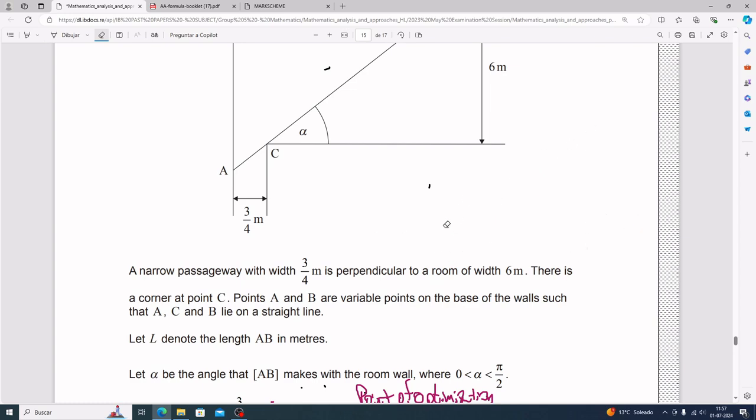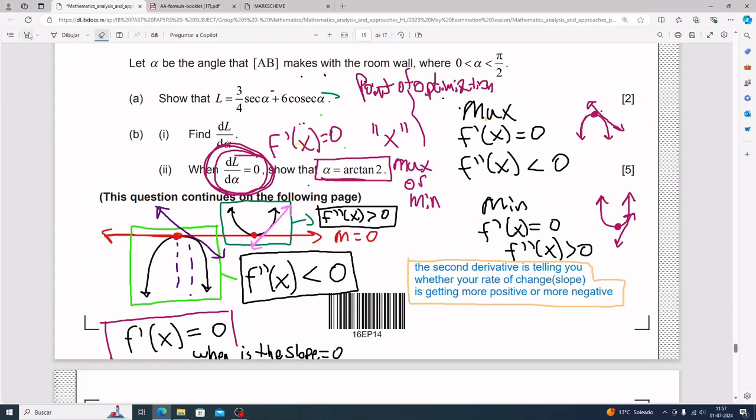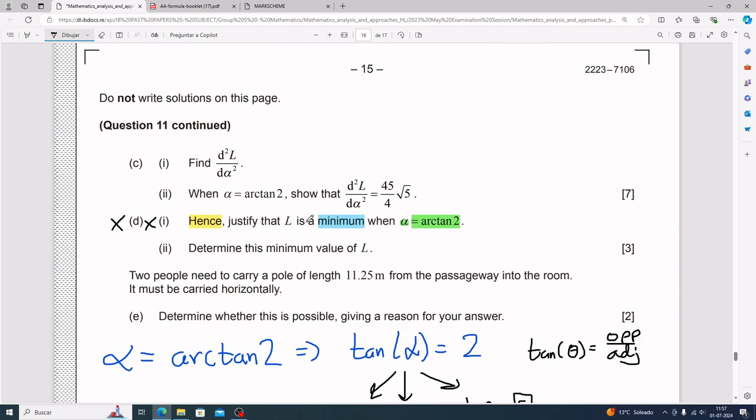So the point is, you know that at alpha equals arctan 2, you have a max or a min. The big question now is whether it's a minimum or a maximum. Here they actually give you the hint that it's a minimum, but you must justify it. So how do you justify it?